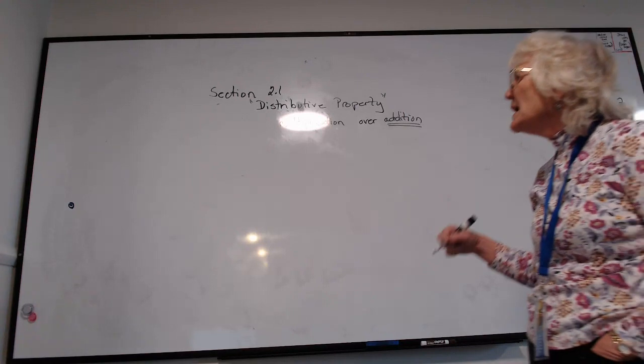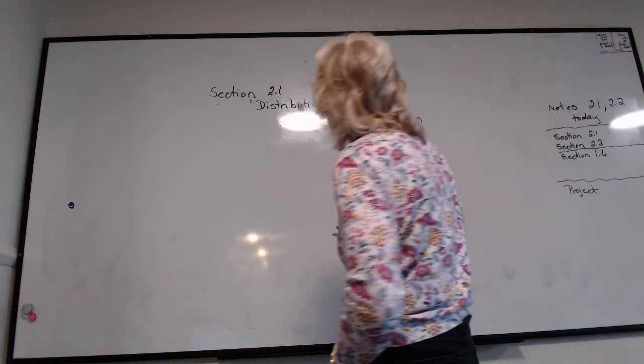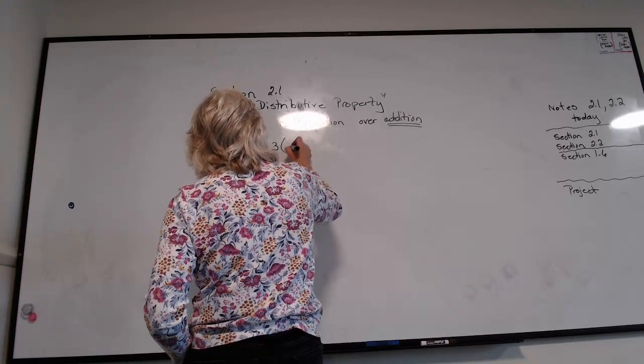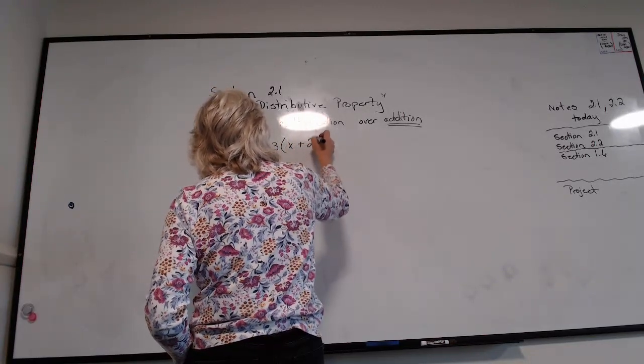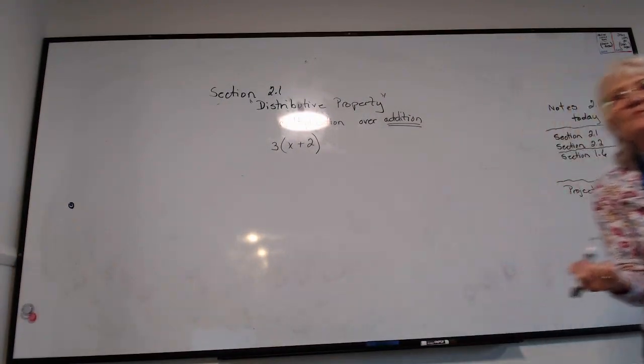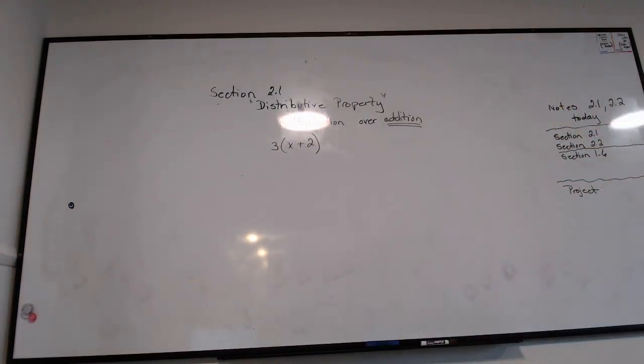Okay, so the basic look at a distributive property is something like this: 3 times (x plus 2). Okay. Our order of operations says we should do inside the parentheses first. What's the problem here right now? Why can't I do inside the parentheses first? Yes? Because we don't know the value of x. Yeah, we don't know what the value of x is, so we cannot add x with 2 because we don't know what x is right now.